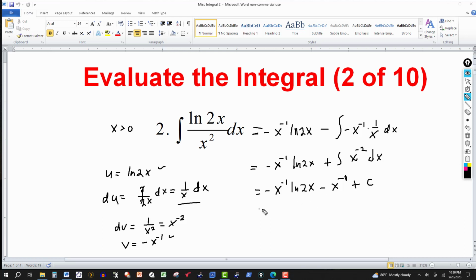We could factor out a negative x to the negative 1. Don't have to. But again, if you're working problems from the textbook with answers and your answer doesn't match the textbook, sometimes they'll simplify it or factor it out. So if I take out a minus x to the negative 1, your answer might look like this: ln of 2x plus 1. And then you got your constant of integration.